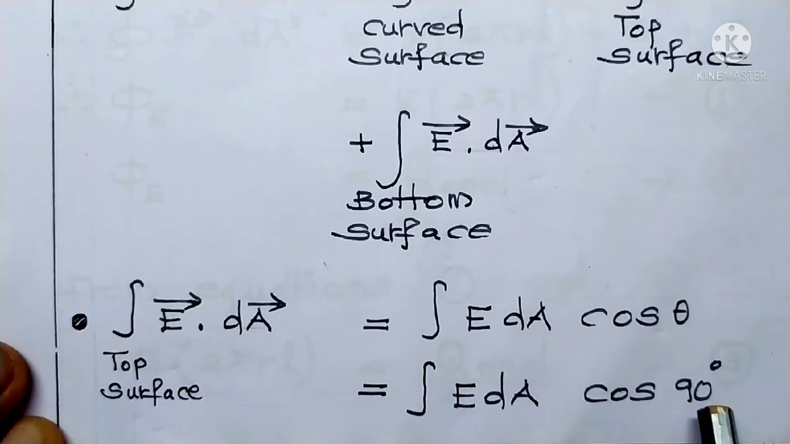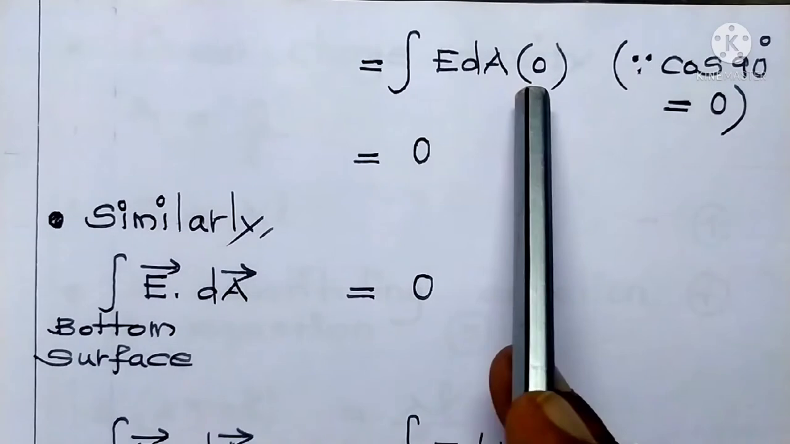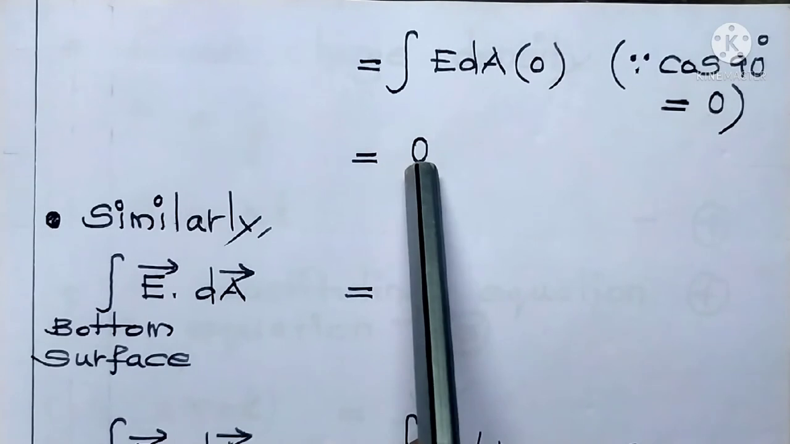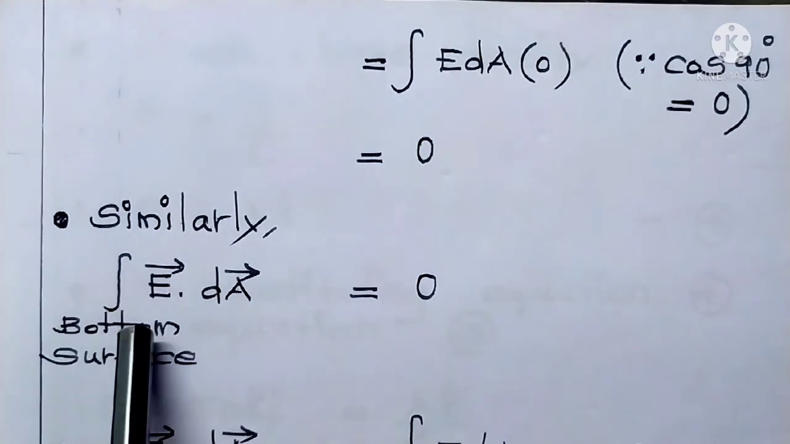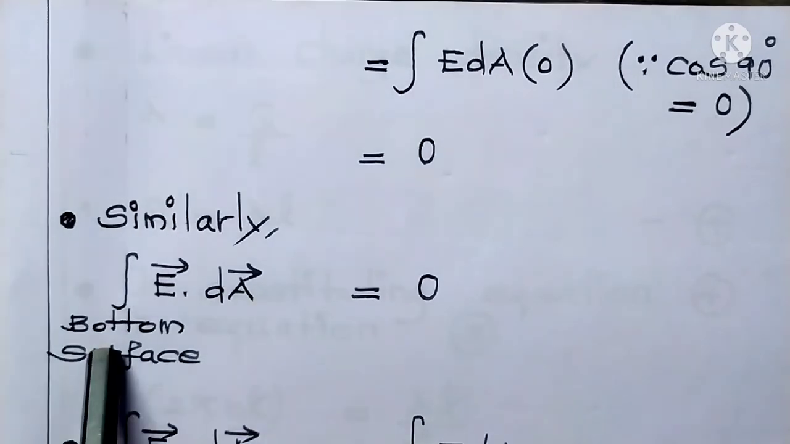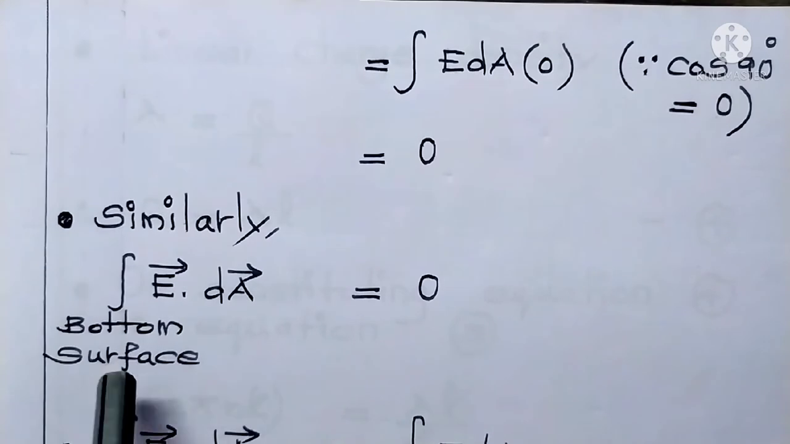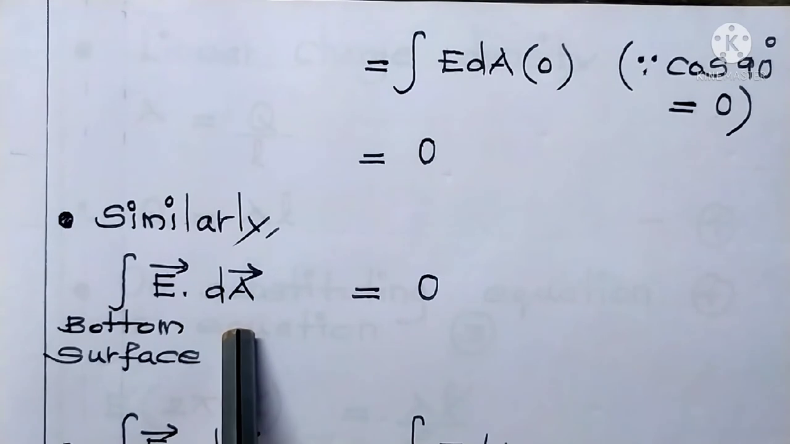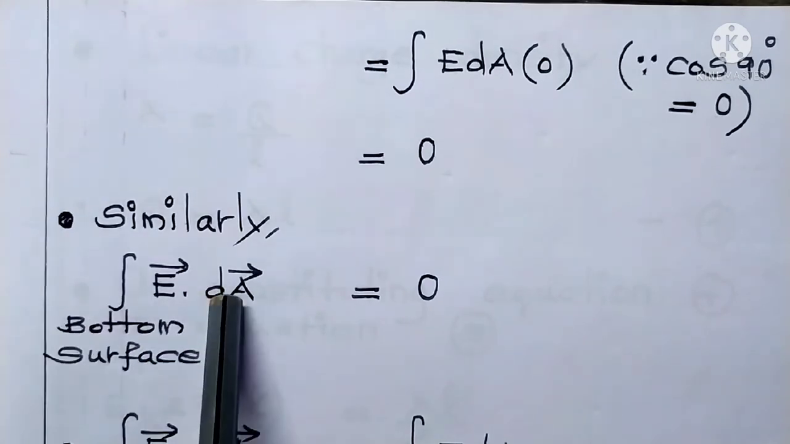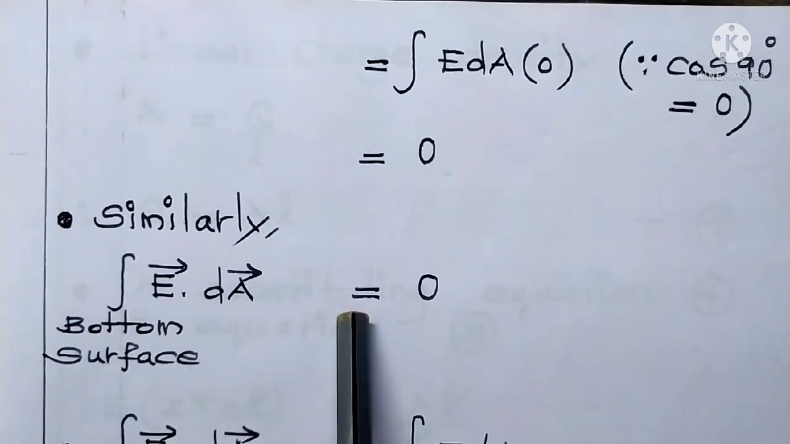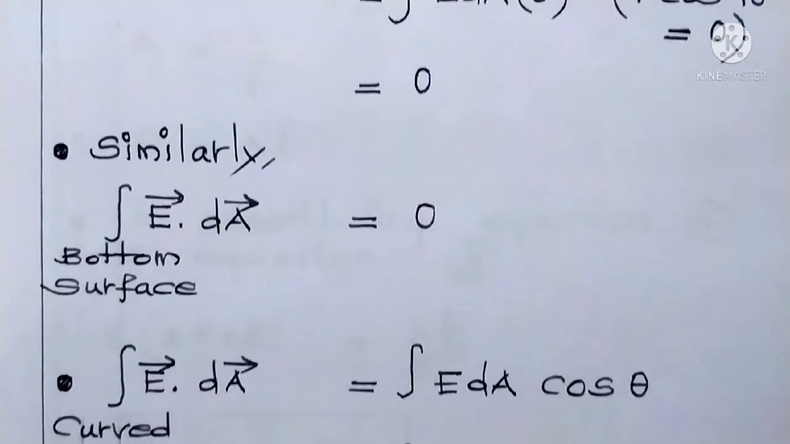So E dA cos 90 degrees. Cos 90 degrees is nothing but 0. So the integral of E dA into 0 is equal to 0. Similarly, we are going to find the integral of E vector dot dA vector for the bottom surface. In the case of the bottom surface also, the angle between E vector and dA vector is 90 degrees. So altogether when we integrate these terms, we will get 0 only. So the integral of E vector dot dA vector for the bottom surface is equal to 0.